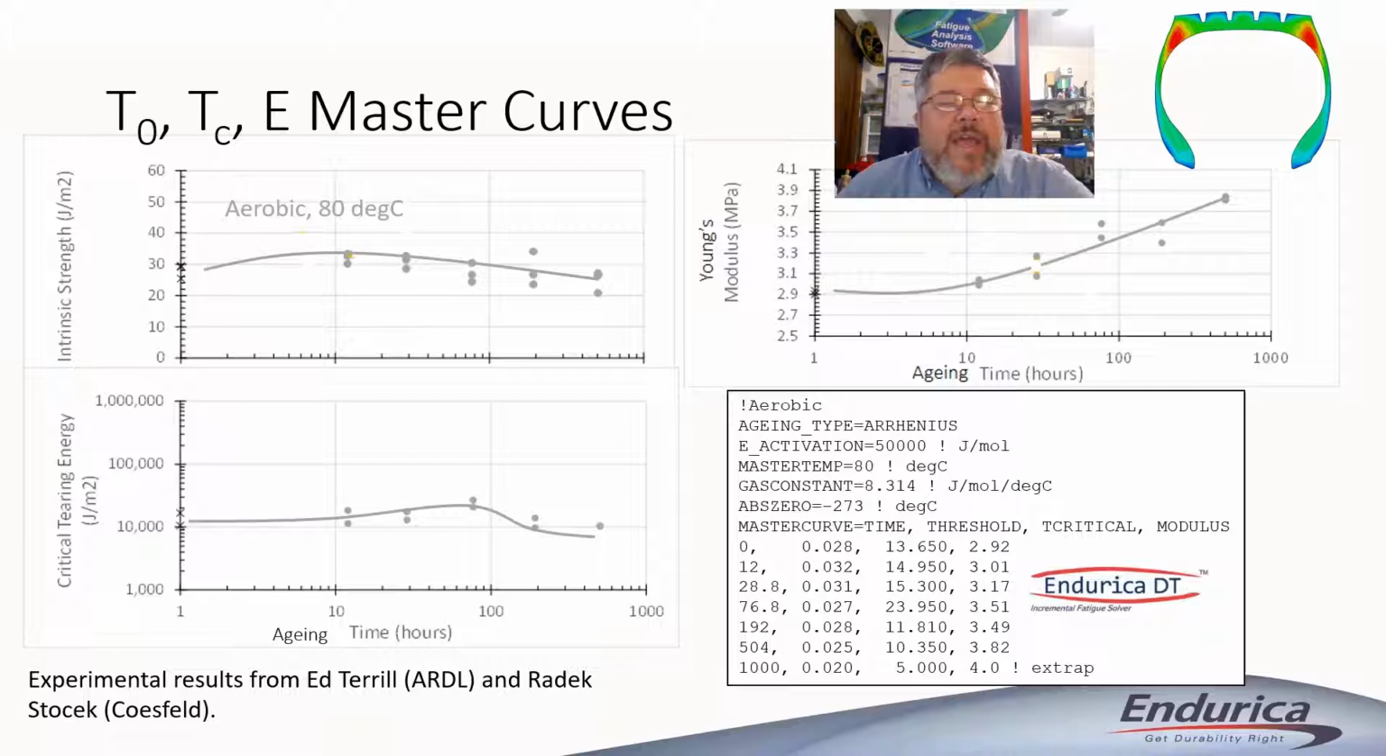The property we're looking at here in the upper left is what's called the intrinsic strength, or the fatigue limit, of the rubber. You can see at first it goes up a little bit and then it comes back down.